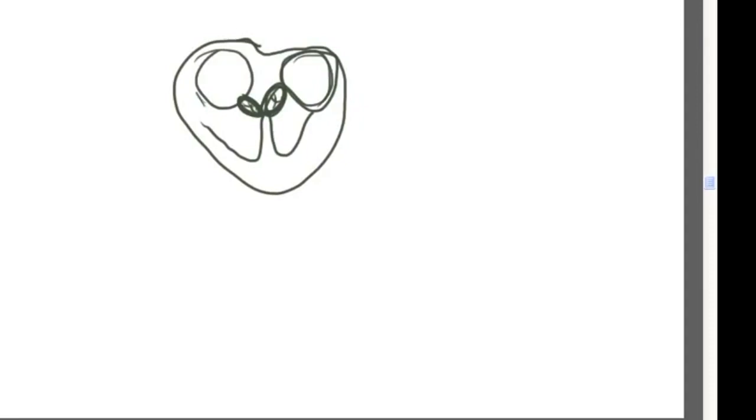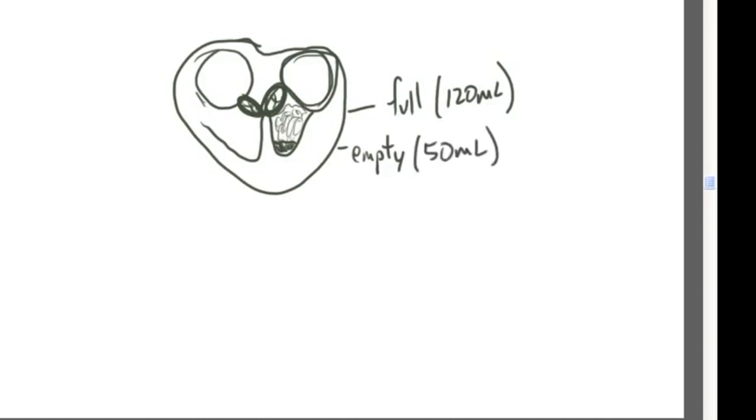Let's look at this little chamber right here. When it is full of this stuff called blood, we know that there's so much of it. An average heart full, 120 milliliters. When it's empty, it's not empty. But when it's empty, on average, there's about 50 milliliters in the heart. So how much left? And what do we call this? How much left in one beat is called your stroke volume. Full minus empty equals stroke volume.